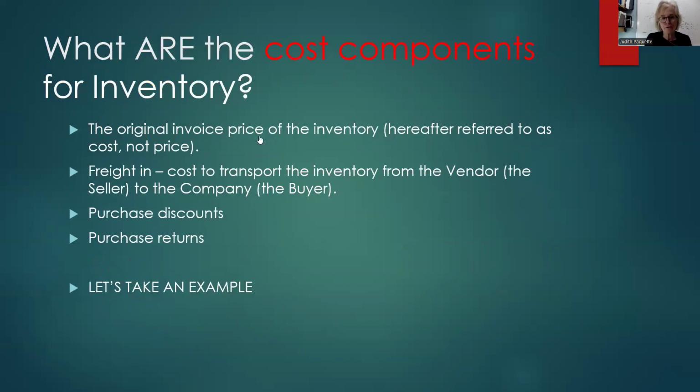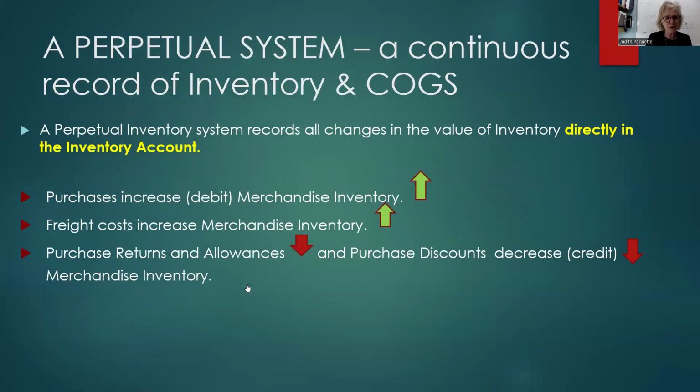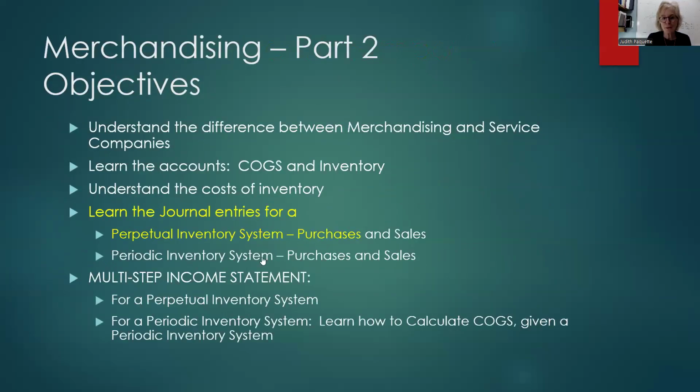Okay. So we have the original price. It's like buying a car. If you've ever bought a car, that's just the sticker price. We also have freighting and transportation. We also have sales tax and so forth. Well, we don't have sales tax on inventory because we're reselling it. If you're a reseller, you're not charged sales tax. Only the final customer is charged sales tax. But we have other things: purchase discounts, if we get a discount from the seller, and then if we send some of the inventory back. Okay. So we're going to look at journal entries for perpetual.